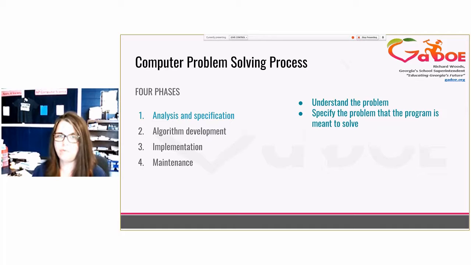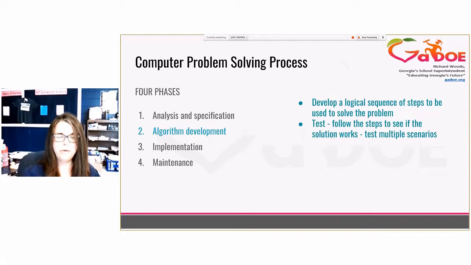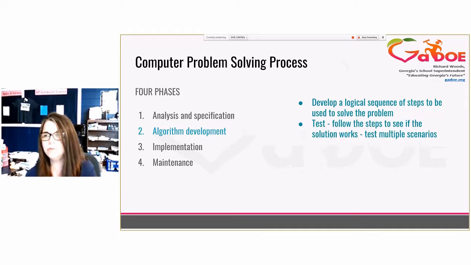So you want to be sure that you have a clear understanding of the end result before you begin. So what do we do after we know what the problem is? Then we start to build an algorithm to solve it. So remember, an algorithm is just a logical sequence of steps that we can use to solve a problem. We're still not talking about code. We're just talking about developing an algorithm, developing a solution to the problem.